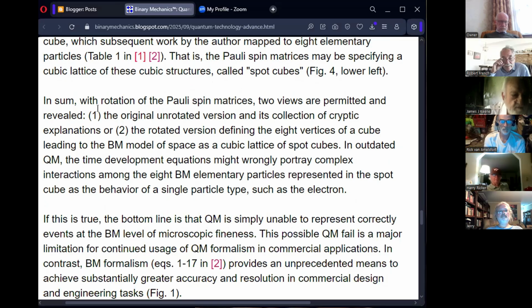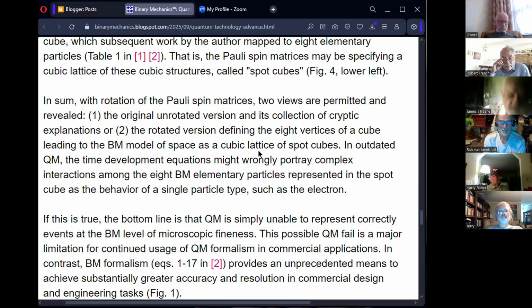In sum, what are we talking about here? What's the goal here? Or the take-home message? With rotation of the Pauli spin matrices, 2 views are permitted and revealed. The original unrotated version and its collection of cryptic explanations, or second, the rotated version defining the 8 vertices of a cube leading to the BM model of space as a cubic lattice of spot cubes.